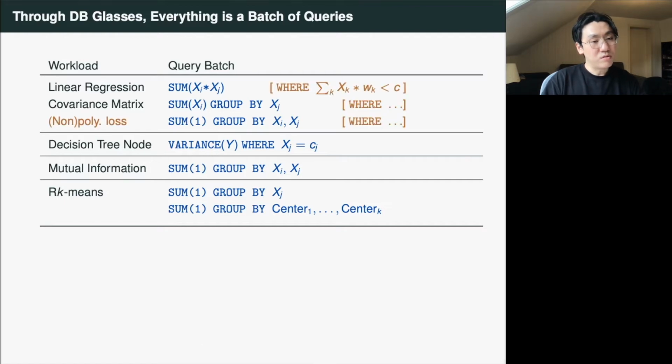However, for those models using non-polynomial loss functions, these aggregates are not enough. We need to add in addition a filter, which here we express using so-called additive inequalities. Think of them as weighted sums of attributes that appear in a comparison with a constant. They could be thought of as theta joins, and for this sort of theta joins, we recently came up with a novel technique to evaluate them efficiently.